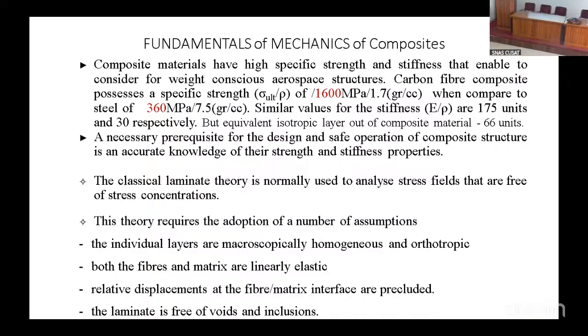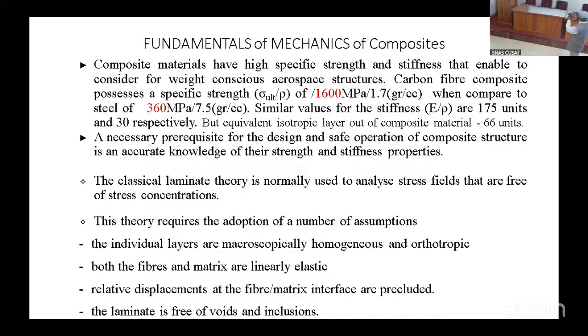If you make this fiber into an equivalent isotropic, what will be the strength? That strength reduces to 66 units. However, it is almost double the steel. So strength is double, weight is less. For aerospace application and even ship technology, there's no corrosion. So that way, this is very advantageous. What you have to remember is, compared to steel, the specific strength increases double.